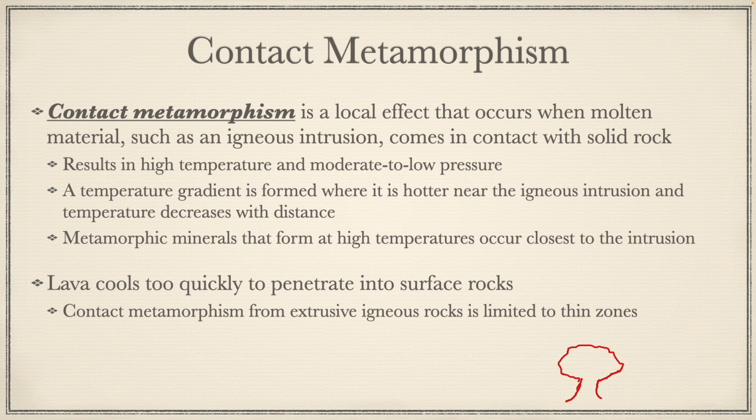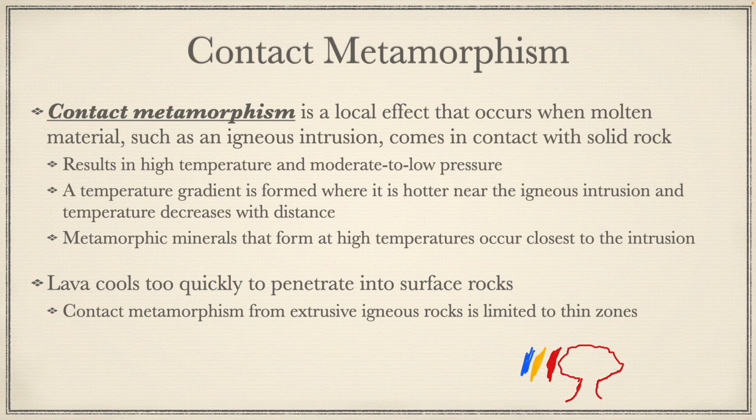But a temperature gradient is formed where it's hotter near the igneous intrusion, and the temperature decreases with distance. So it'd be hotter, say, right next to this intrusion, and it would gradually get cooler as you got further away from that intrusion. Okay, so it's hotter near the intrusion or where the intrusion is contacting the surrounding rock, and then it gets cooler as you get further away. So metamorphic minerals that form at high temperatures occur closest to the intrusion. Those minerals that form at lower temperatures occur further away.